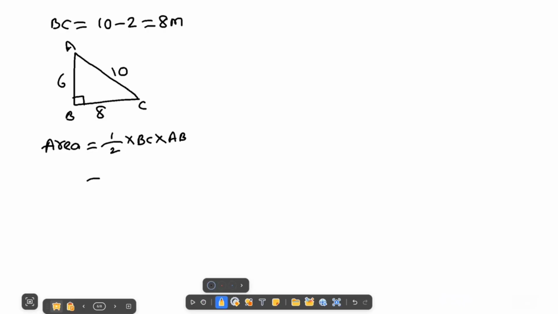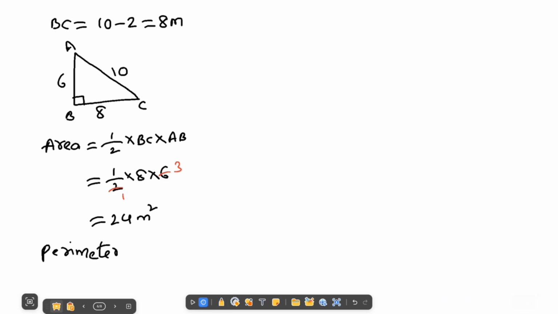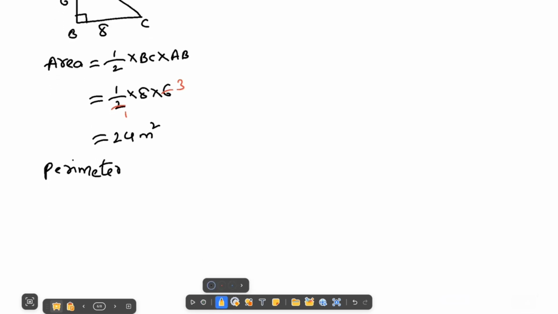So now this will be equal to half into base 8, height 6. So 2 ones are 2, 2 threes are 6, 8 threes are 24 meters square. And perimeter is nothing but the sum of the three sides. Perimeter of this triangle is nothing but the sum of the three sides. So that will be equal to AB side plus BC side plus AC side. AB is 10, sorry, AB is 6 plus BC is 8 and AC is 10.